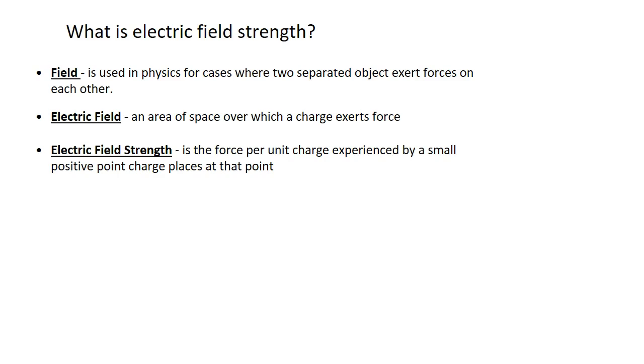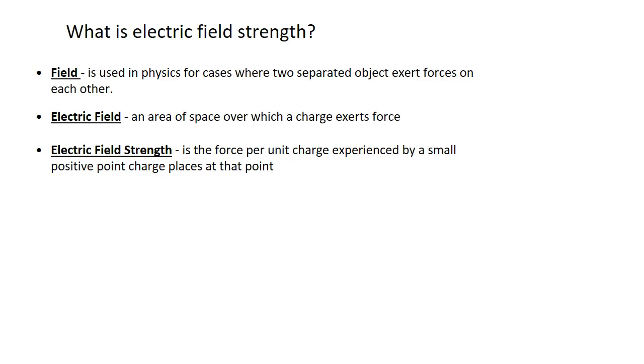So in the past we've talked about gravitational fields, and fields in physics are cases in which two separate objects exert forces on one another without actually touching. And so an electric field is an area of space over which a force is exerted on a charge. And this force is going to be related to Coulomb's law that we discussed earlier.